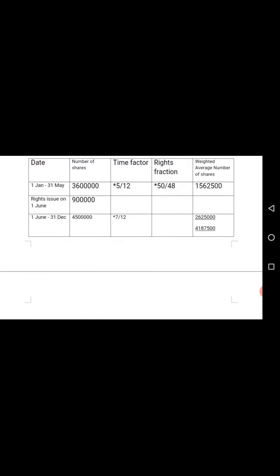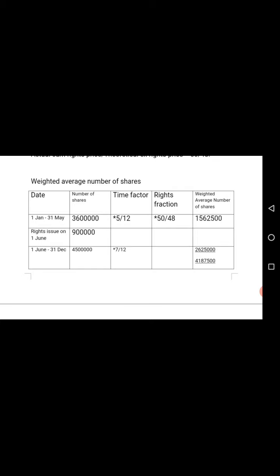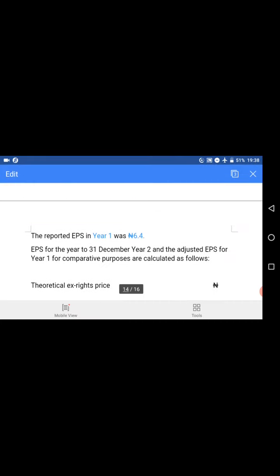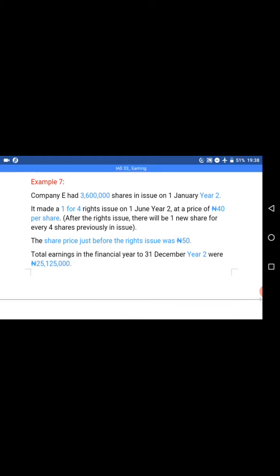So you have the addition here, 3.6 million plus 900,000. Now in total we have 4.5 million shares. The balance of the months left is 7 months divided by 12. We do the multiplication, then we get 2,625,000 number of shares. We get the addition to get the weighted average number of shares for the company. Now that is how we calculate the weighted average number of shares when there is a rights issue.